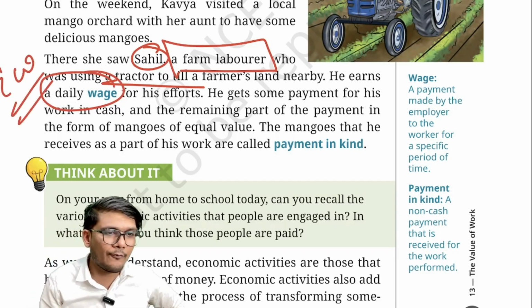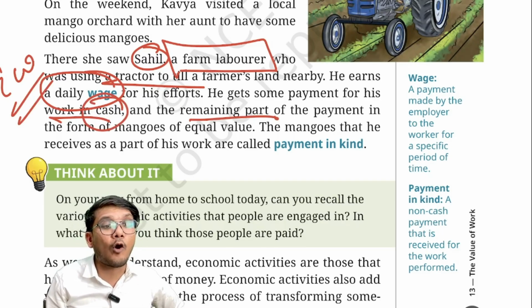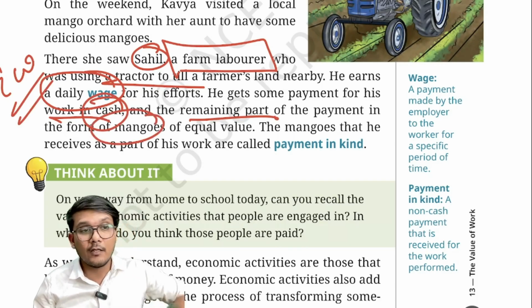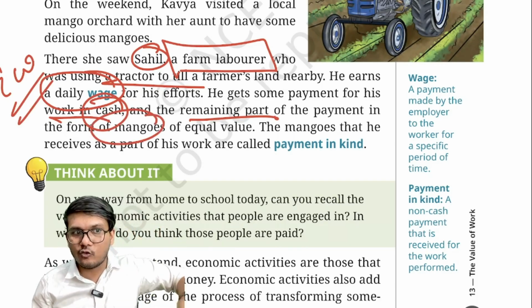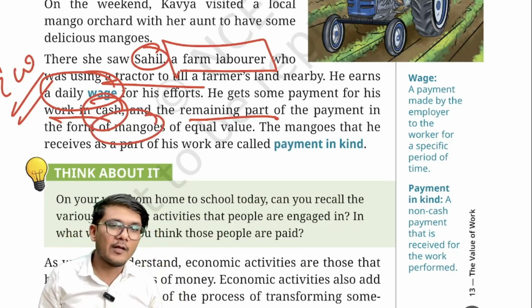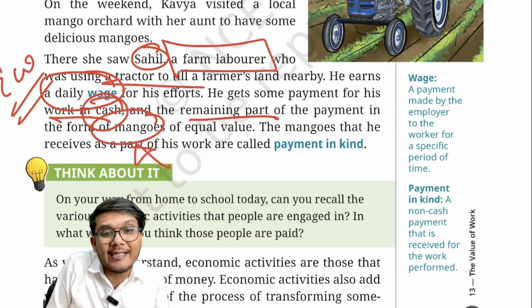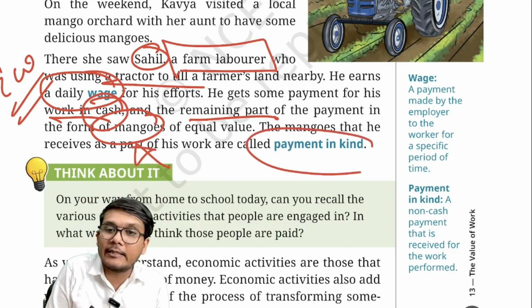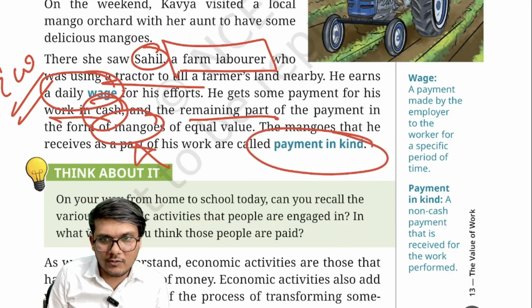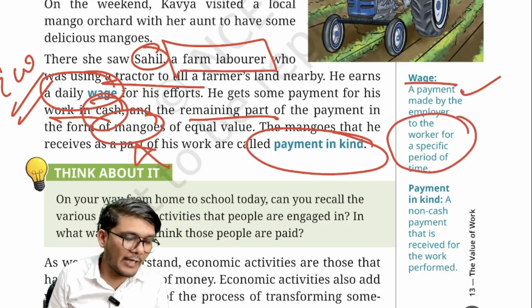Now he gets some payment for his work in cash, and the remaining part of the payment in the form of mangoes. So remember, money's worth. Money's worth of mangoes he will get for some part of his payment, right? Now this payment, which is not given in the form of money but in some other commodity, is known as payment in kind. So what are wages? Wages are a payment made by the employer to the worker for a specific period of time.